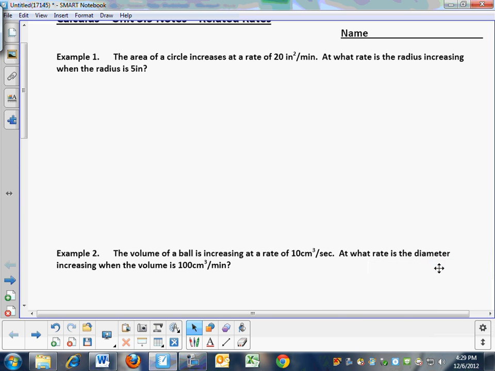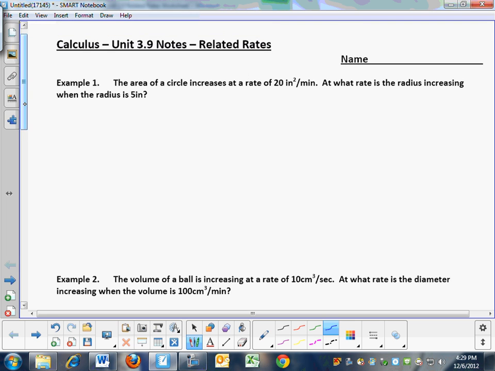Okay, students, we're beginning our work on related rates. Here's an example of a related rate problem. The area of a circle increases at a rate of 20 inches squared per minute. At what rate is the radius increasing when the radius is 5 inches?